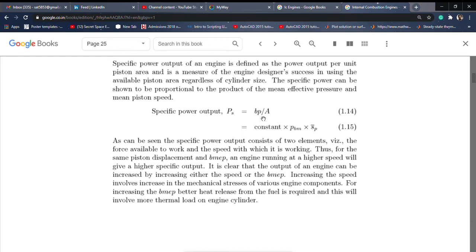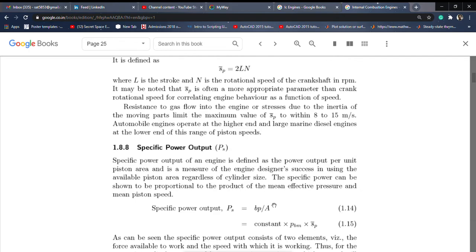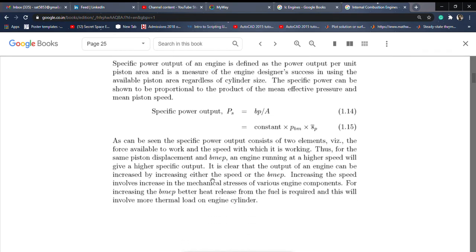It is brake power divided by area of the piston. So we will get brake power divided by area of piston. If you put in the value of area, you will get this constant times brake mean effective pressure times piston speed. As can be seen, the specific power output consists of two elements, the force available to work and the speed with which it is working.